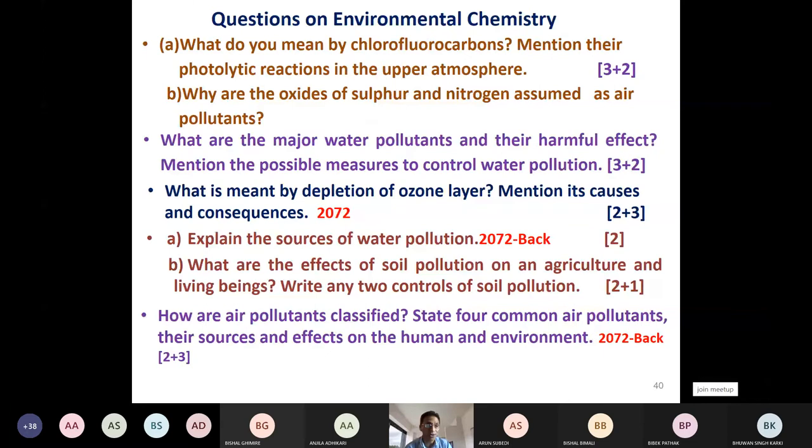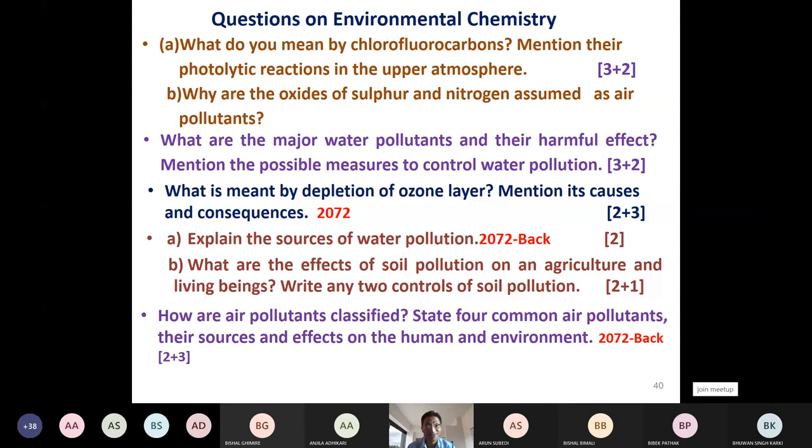Why are oxides of sulfur considered air pollutants? Why? They have global warming potential. Can you write down the effects of these oxides? What are the major water pollutants and their harmful effects? Mention the possible measures to control water pollution. What is meant by depletion of the ozone layer? Mention its causes and consequences.